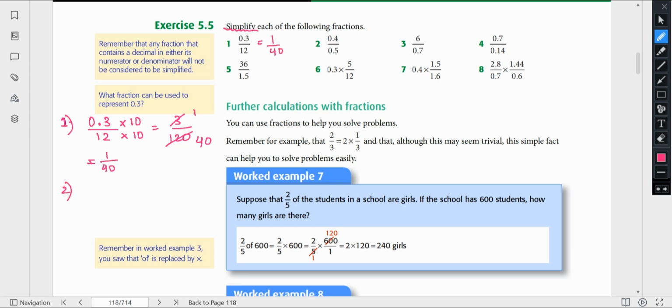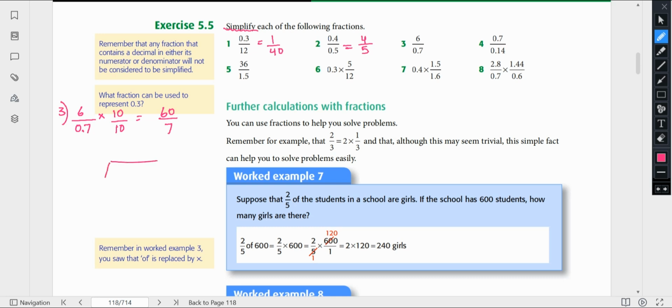Question 2. 0.4 divided by 0.5. We have to multiply it by 10 on both sides. ये हमारे पास बन जाएगा 4 over 5 and there is no need to simplify it further because it cannot be simplified further. Now the third part, question number 3, that is 6 divided by 0.7. We have to multiply it by 10 and it will become 60 divided by 7 and it cannot be simplified further. But we can see कि ये हमारे पास improper fraction है.